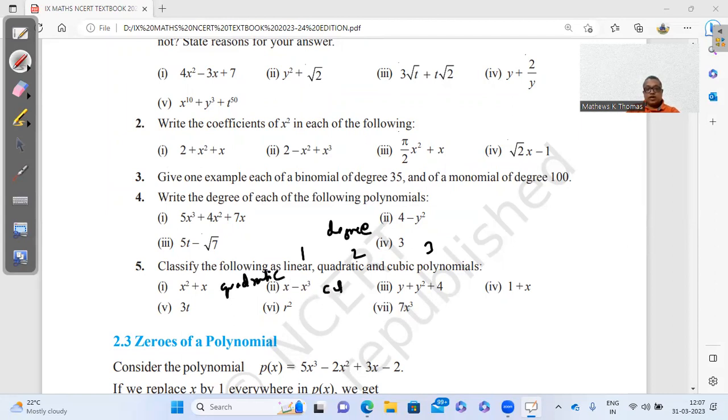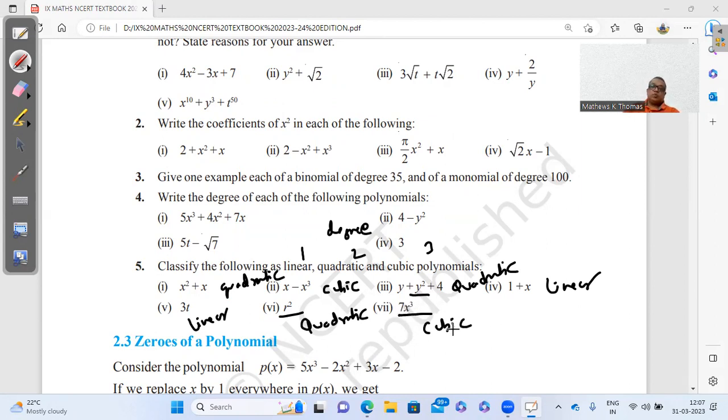x minus x cube, the higher power is 3. So cubic. Here the higher power is 2. So this is going to be quadratic. Here the highest power is 1. So this is linear. Higher power is 1. So linear. Power of t is 1 here. This is r square. This is quadratic. Power is 2. And the last one, 7x cube, power is 3.